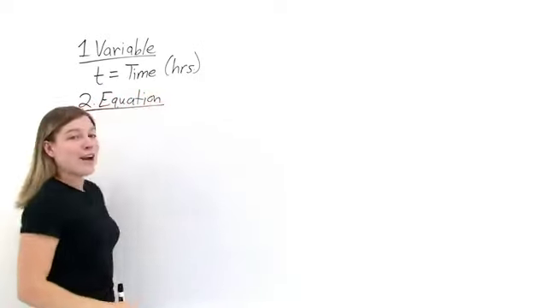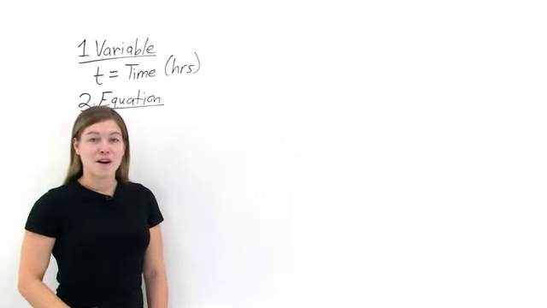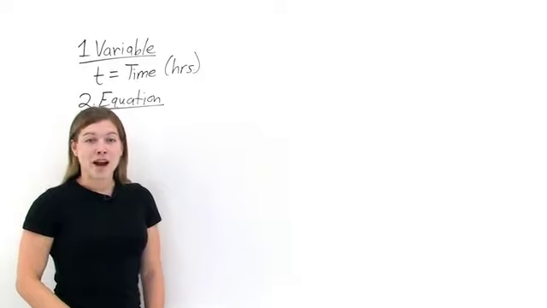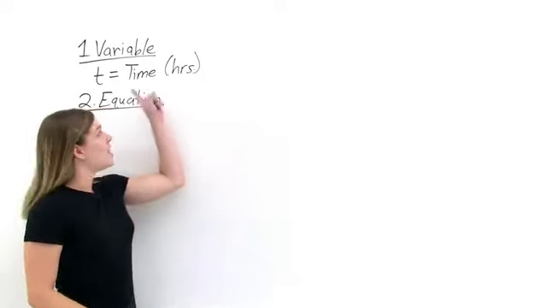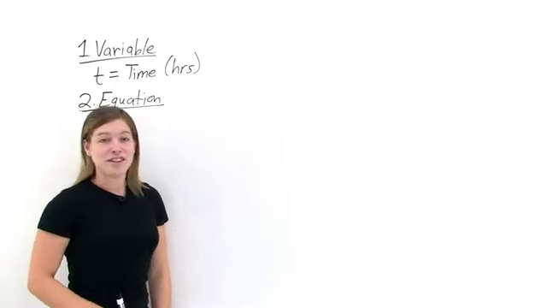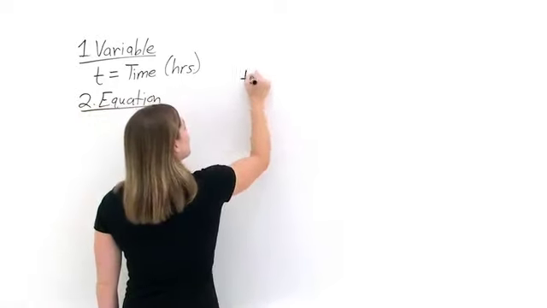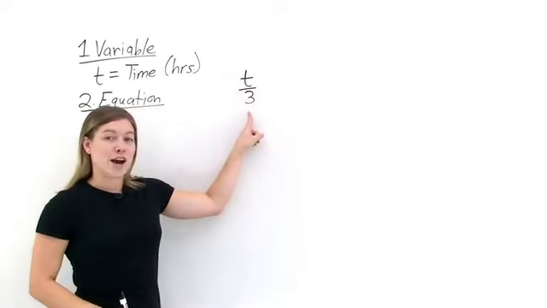So, looking back at our problem, we see that Bill can wash and wax one car in 3 hours. This means that in 1 hour, Bill can wash and wax 1/3 of a car. And if we have t hours, then Bill can wash and wax t over 3 cars. So, the expression t over 3 is how many cars Bill can wash in t hours.